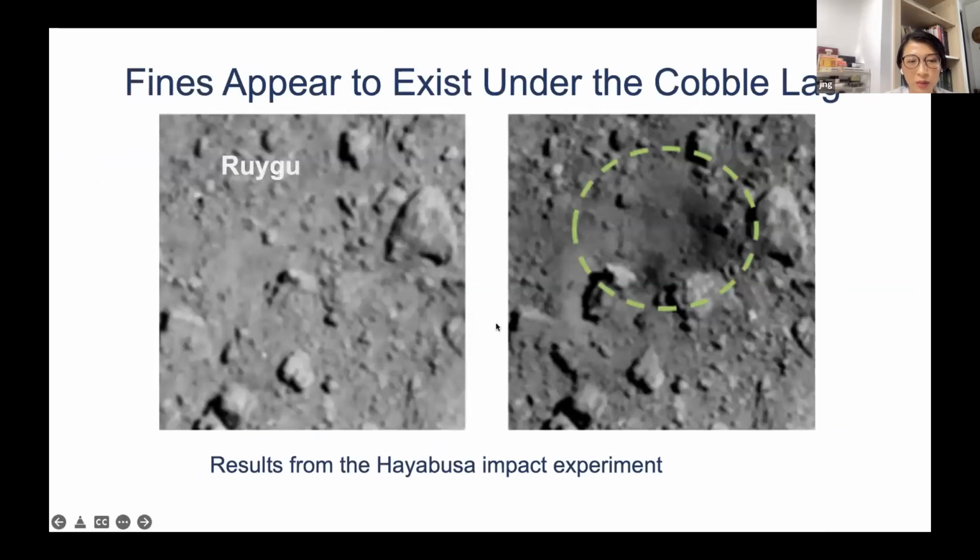But fine grains appear to exist under the lag. So the Hayabusa impact experiment revealed that under the boulders there are fine grains, probably because the boulders on top of the fines protect against further lifting of the fine grains.